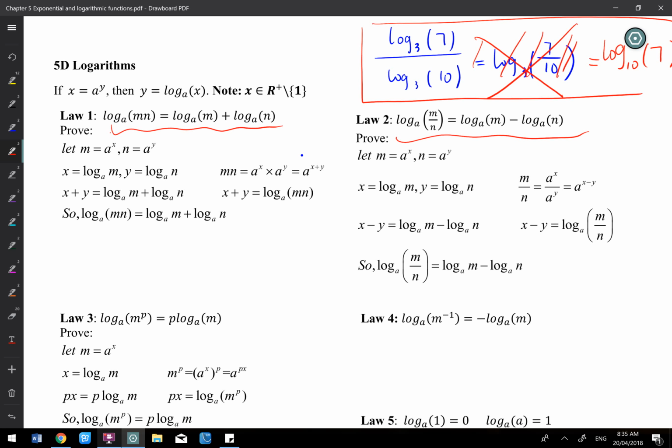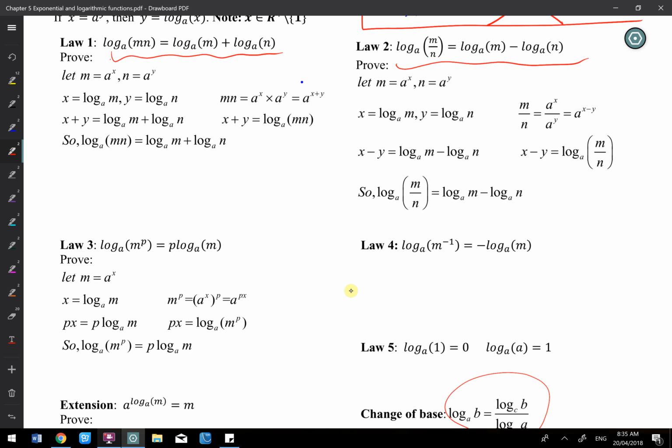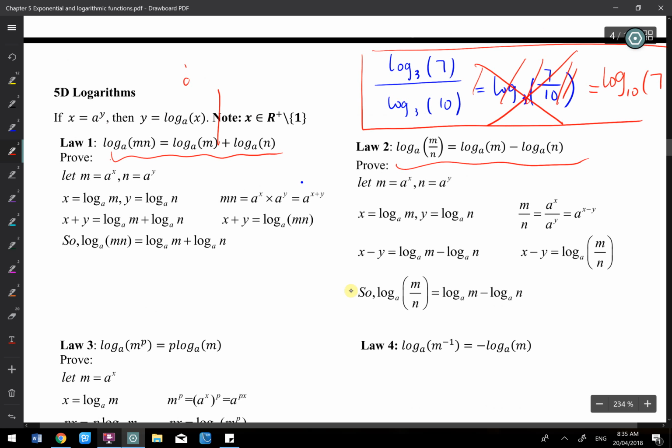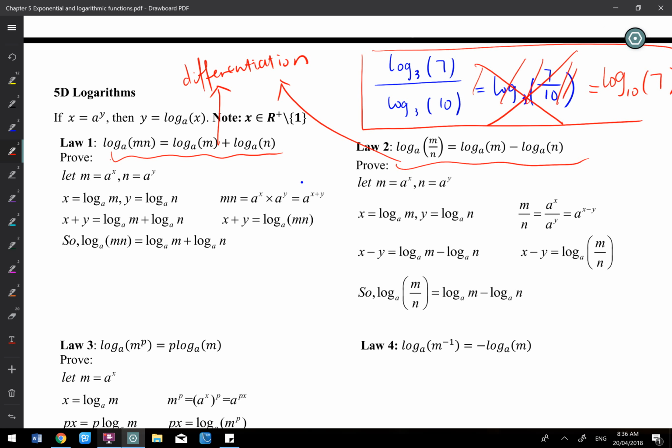So that's the first two. Do you remember when we had those two rules? We did differentiation. For differentiation, we use those two formulas to make our differentiation easier. Like when we have, for example, log base e of (2x squared plus 1)(x plus 5) divided by (x minus 4), we separate that into logs and then differentiate easily. So that's the first two.